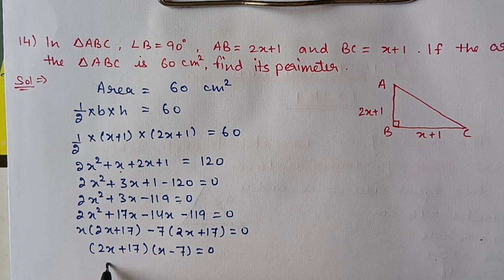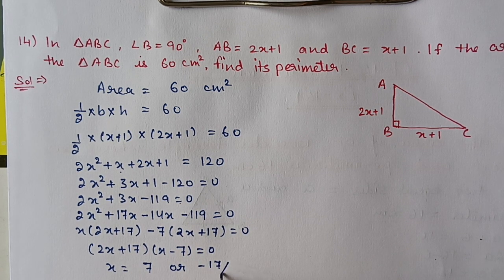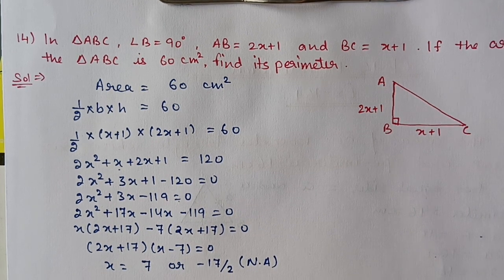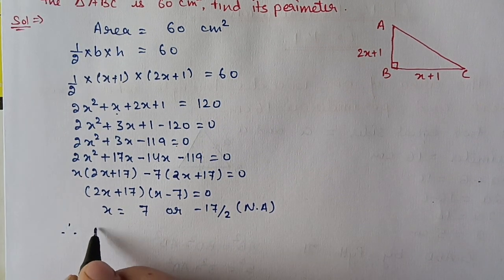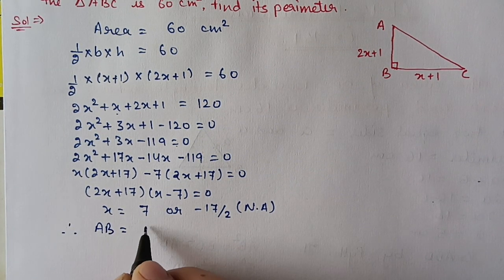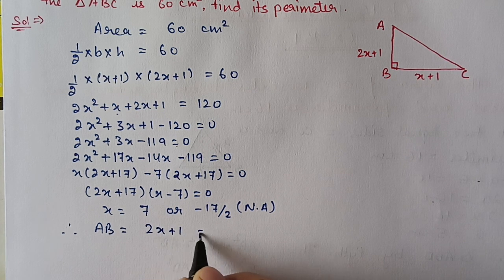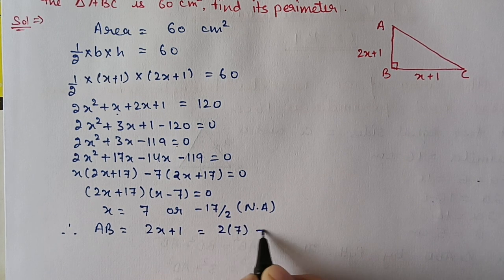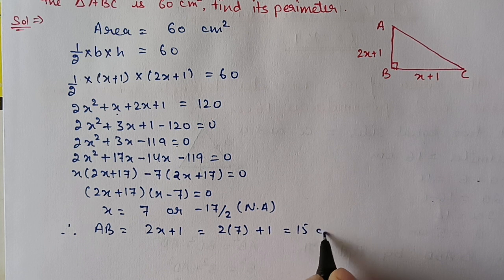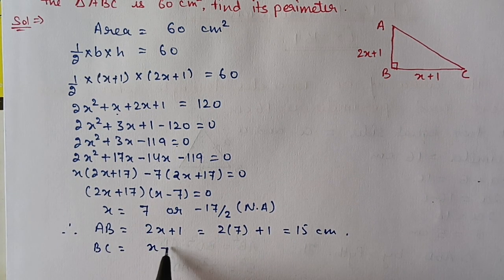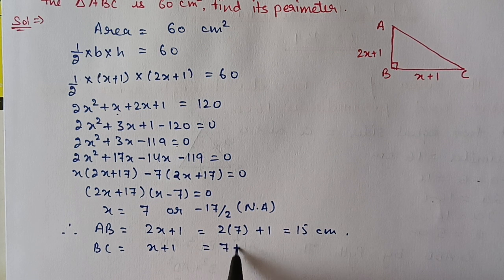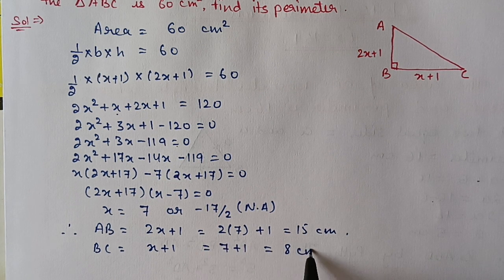So the x value we are getting here is either 7 or minus 17 by 2. This second value is not applicable. Now we got the x value, we can find out the sides. Therefore, first side AB will be 2x plus 1, 2 into 7 plus 1 means 15 centimeter. Another side BC is equal to x plus 1, 7 plus 1 means 8 centimeter.